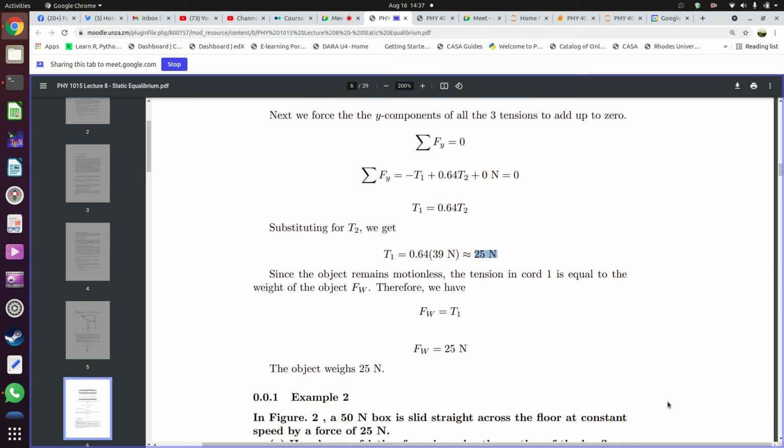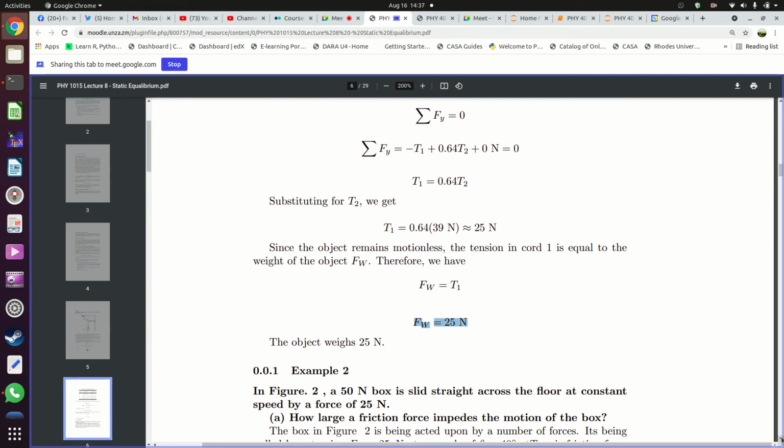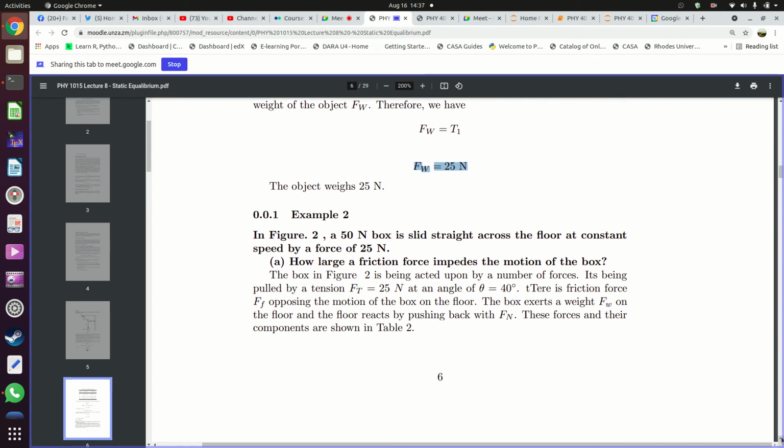The weight is equal to the tension in cord 1. And since the tension in cord 1 is 25 newtons, the weight will be equal to 25 newtons. Is that clear? Yes, sir. Okay, so that's how you proceed. The first few examples are examples of objects where we are applying the first condition of equilibrium, making sure that there is no acceleration.